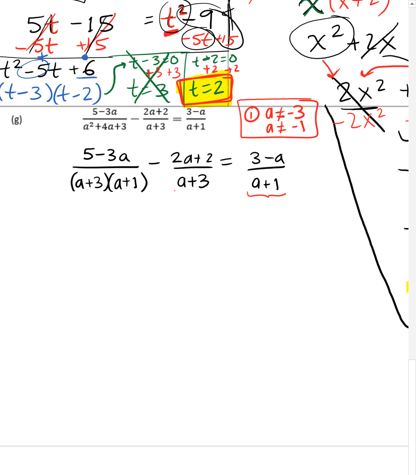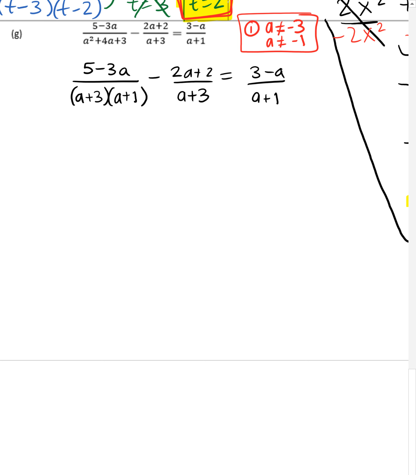Alright, done step 1. Seems a lot easier now, I think, right, than the way we did it before. But I think it's because we've done so many of these and we kind of get the hang of it by now. I think it's easier.